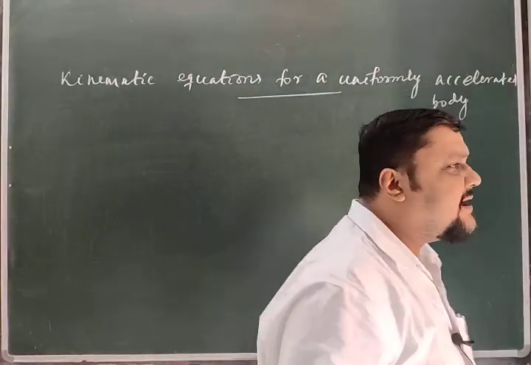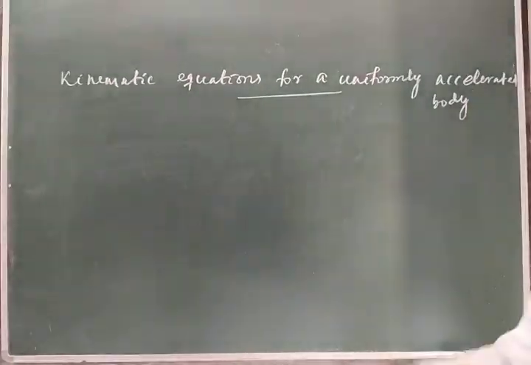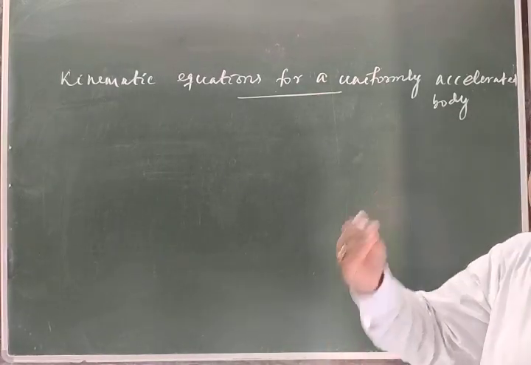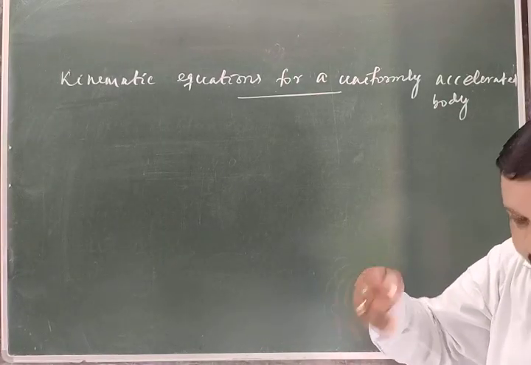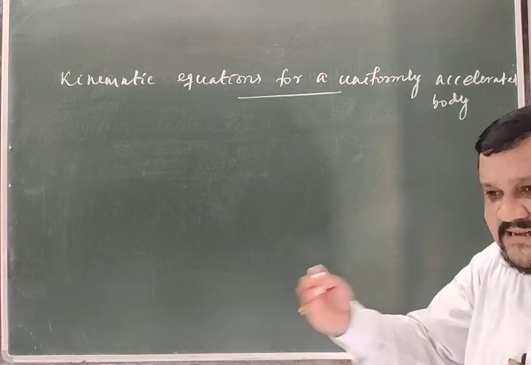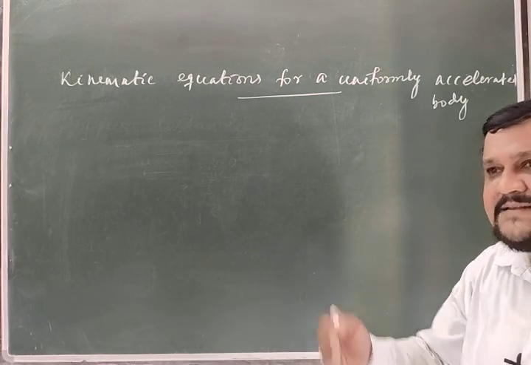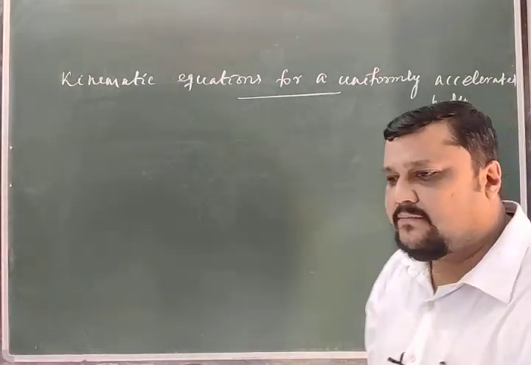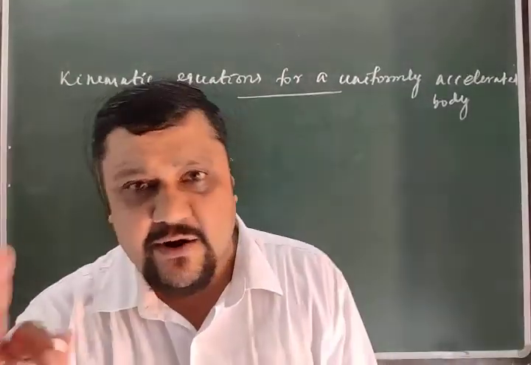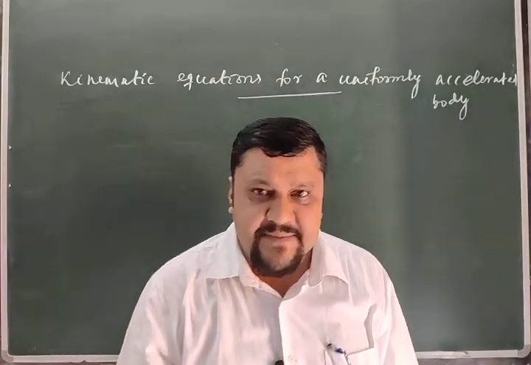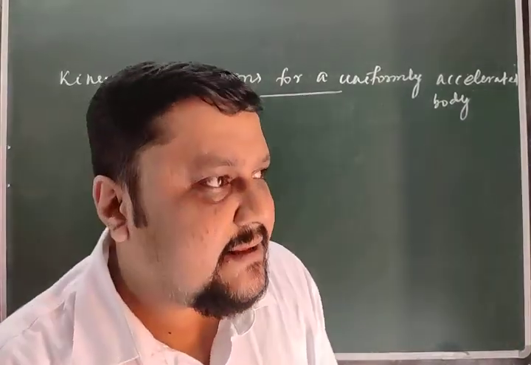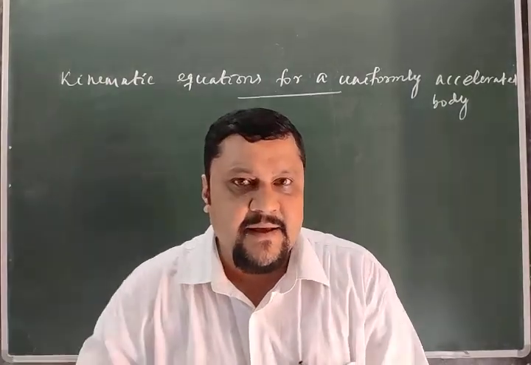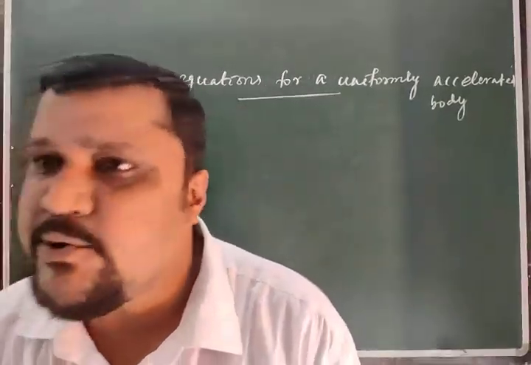A body is uniformly accelerated means it has the same change in velocity in equal intervals of time. That is the uniform acceleration. Already you know that. So for uniform acceleration, the velocity changes at a constant rate with equal intervals of time. That is a uniform acceleration.